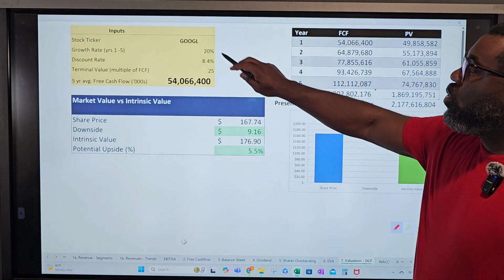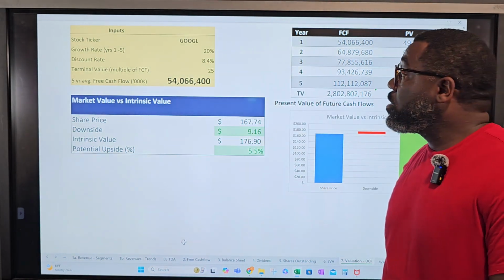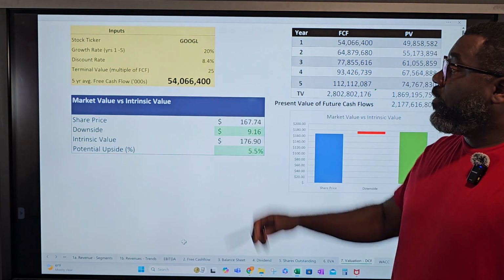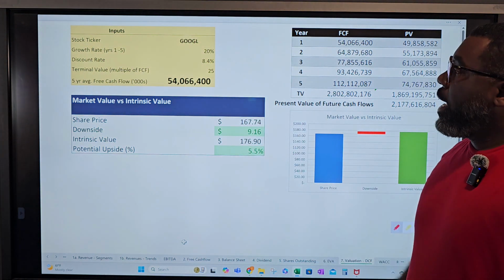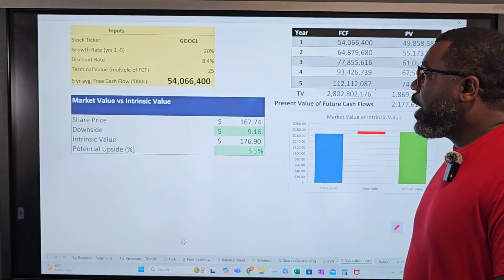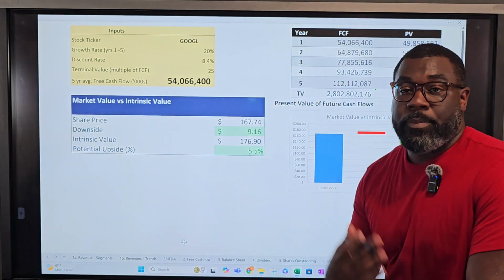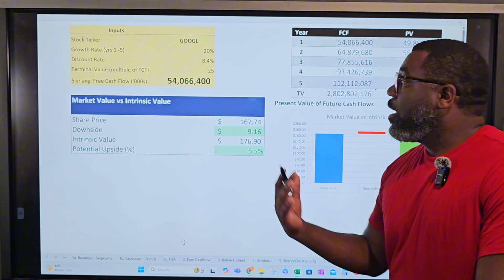So I'm assuming a 20% growth rate for the next 5 years. I'm looking at their discount rate of 8.4. That is their weighted cost of capital. And I'm looking at a terminal value of 25 times free cash flow. Some may say that this is a very high free cash flow.